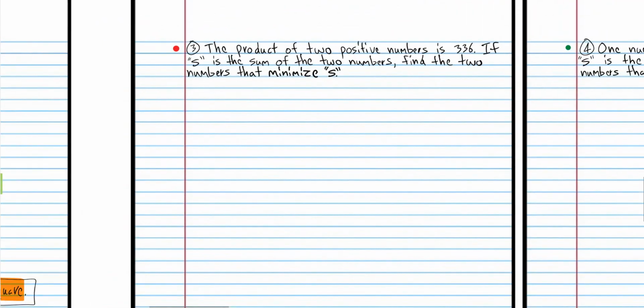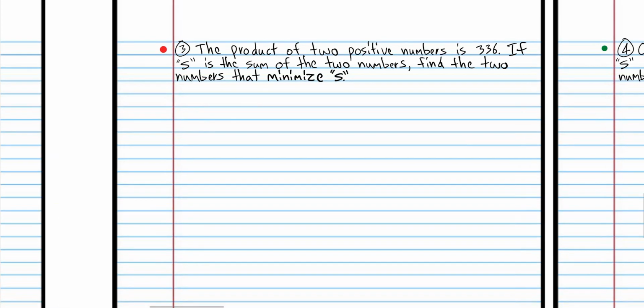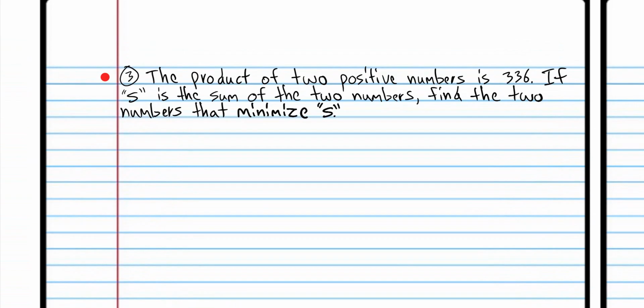Okay, so now we're going to try a different type of problem. This problem is going to be very different. This is a minimization problem. So let's look at this. This does not involve any geometry. There's no area or volume involved. It says the product of two positive numbers is 336. If s is the sum of the two numbers, find the two numbers that minimize s.